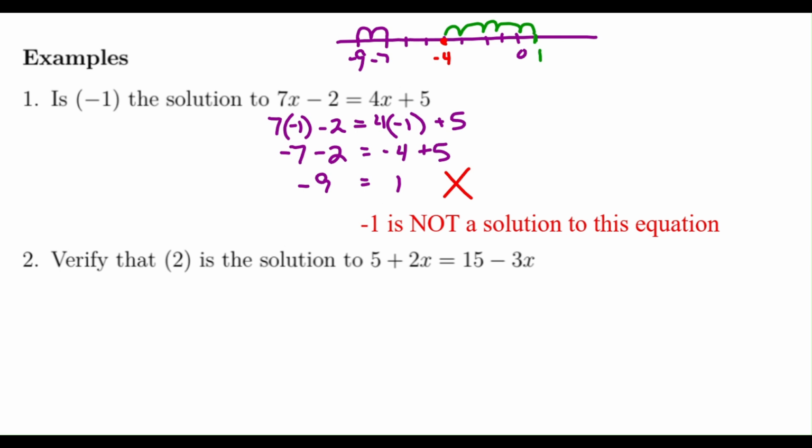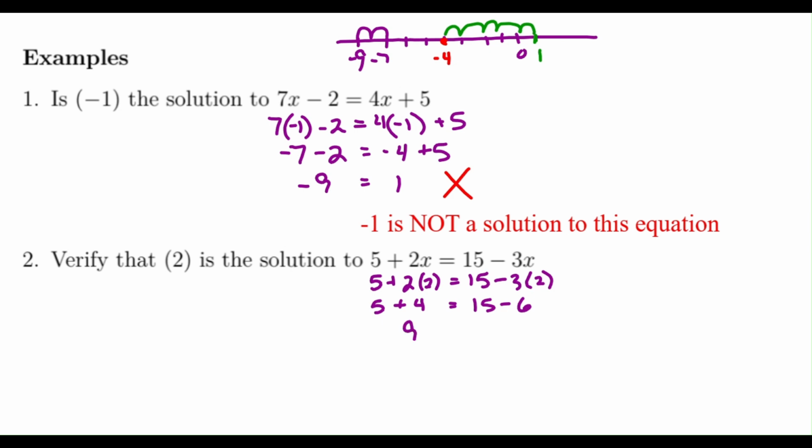All right, let's go down and look at the second equation. Verify that 2 is the solution to this equation. So just like before, we'll substitute a 2 in for the x. So we'll substitute the 2 in everywhere we see an x. I just put it in with parentheses. This is now 5 plus 4 equals 15 minus 6.